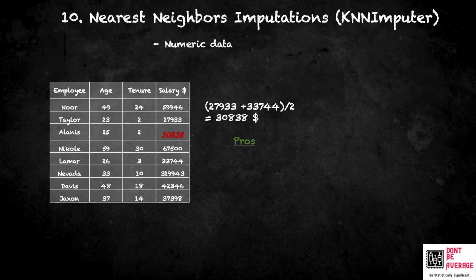Now, it's obviously more accurate than any descriptive approach like imputing using mean or median. But one drawback is it requires one or more columns that are correlated to the missing value column.